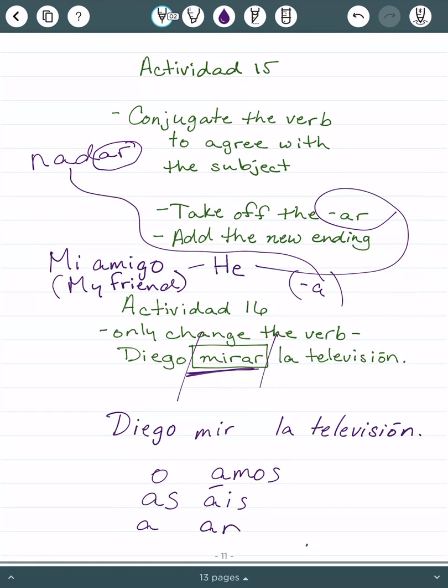So Diego, you know, that's an N. Diego is "he." He in Spanish is él. And then we've seen in this chapter, él goes with an A. So then we're just going to add an A there. Diego mira la televisión. Now this one, the computer grades, so make sure you put a period at the end of your sentences.